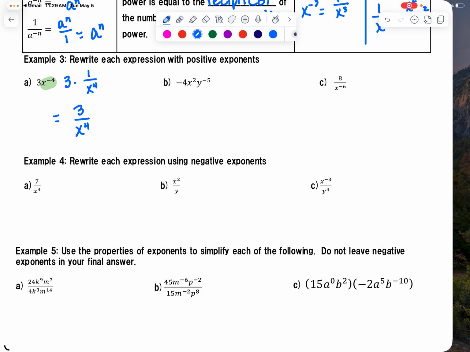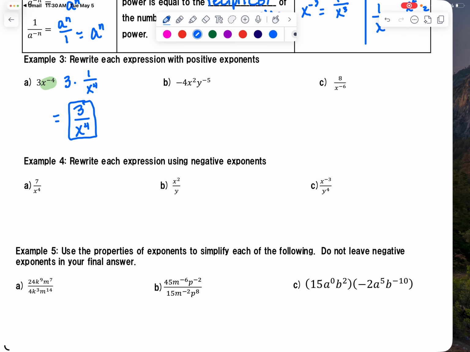So what I want you to notice is that x to the negative 4, we simply moved it to the denominator and made it the opposite power. Let me say that again. The x to the negative 4 power, we moved to the denominator and changed it to a positive 4 power.